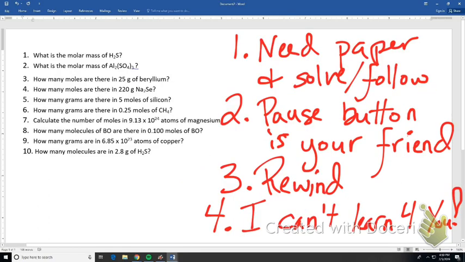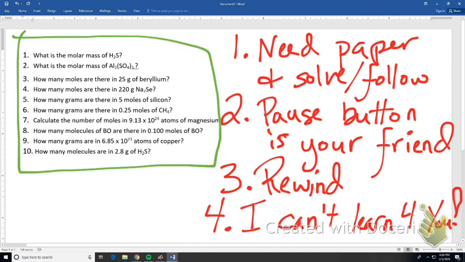The questions that will be covered in this crash course are these 10 questions right here. So you can refer to this page or anything. What you'll need is, if you look to the right, you will need paper.